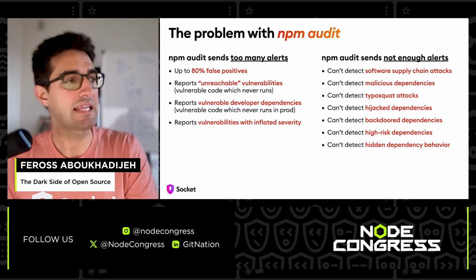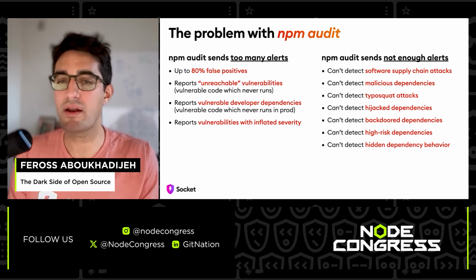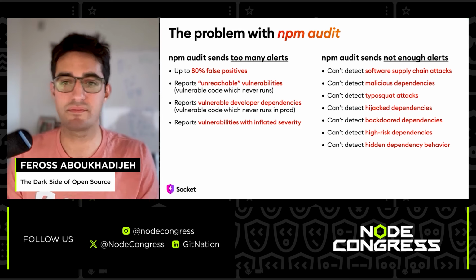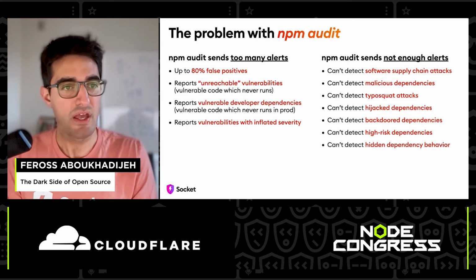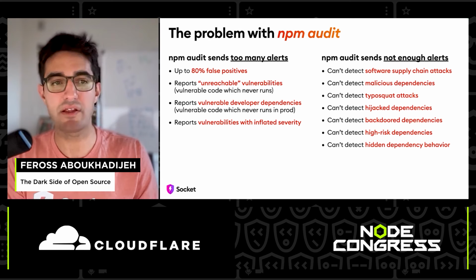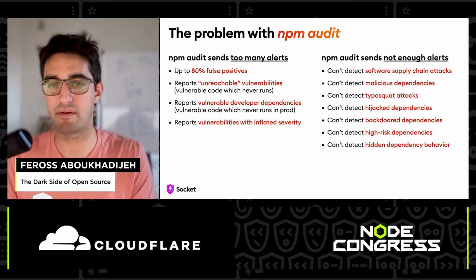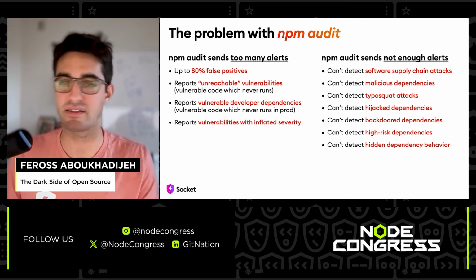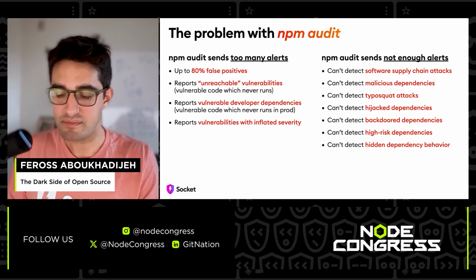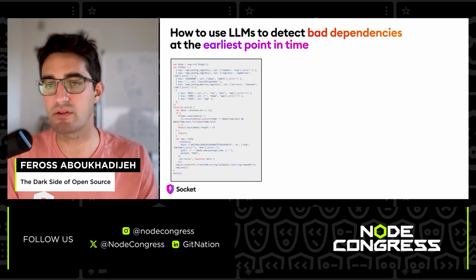I mean, it's both sending too many alerts and it's sending not enough alerts. And I don't mean to pick on npm audit here. This is true of all of our security vulnerability reporting tools. On the one hand, it sends too many alerts about stuff we don't care about, but it also doesn't send alerts about dangerous packages, malicious dependencies, typosquat attacks, and so on and so forth. So that's what we're trying to change with Socket, and we're trying to give this protection to the whole ecosystem.